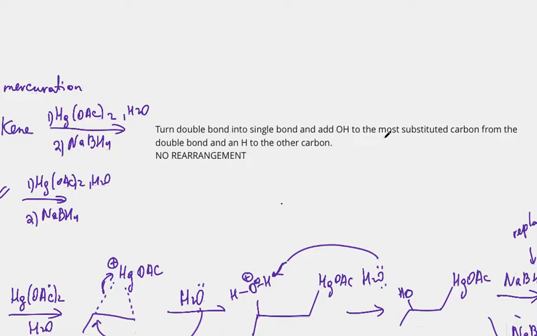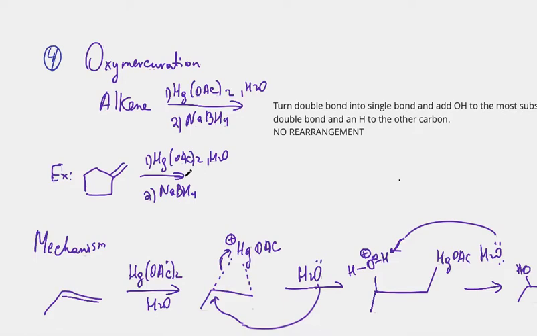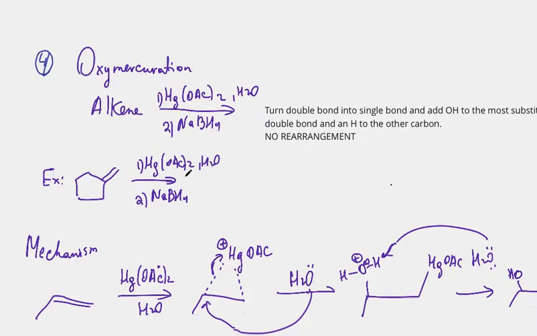And we will add OH to the most substituted carbon from the double bond and H to the other carbon, which is not as important. The most important, of course, is the OH. In this reaction, there is no rearrangement, which is important because there is another reaction that gives us OH on the most substituted carbon, alkene with H3O plus or alkene with water and acid. But that reaction has rearrangements that we have to worry about.